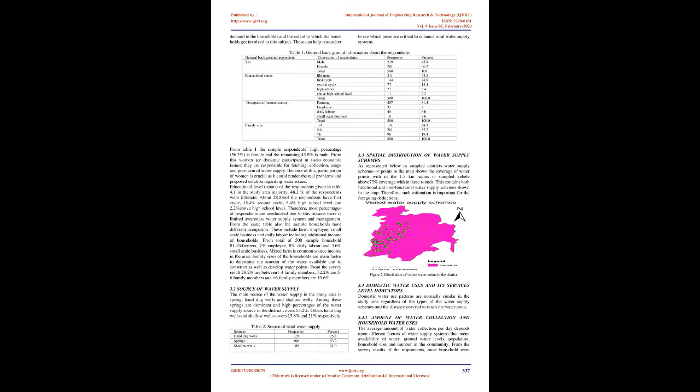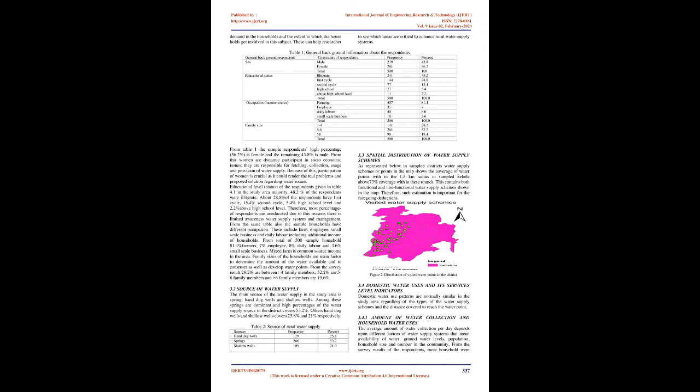3. Result and discussion. 3.1 General background information of the respondents. This section was concerned with the background information of the respondents. It delivers a general overview of water uses, collections and allocations in rural households in the study area. The common identified backgrounds are sex, education, occupation, and household size of the respondents. These highly determine the water demand in the households and the extent to which the households get involved in this subject. These can help the researcher to see which areas are critical to enhance rural water supply systems.